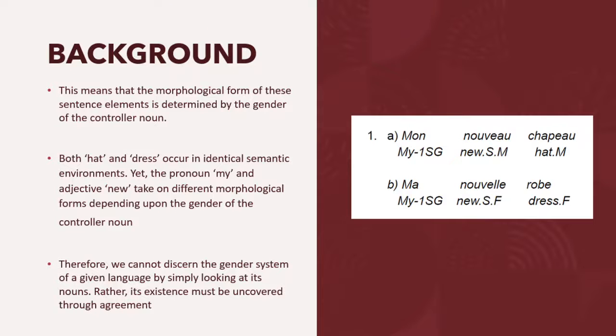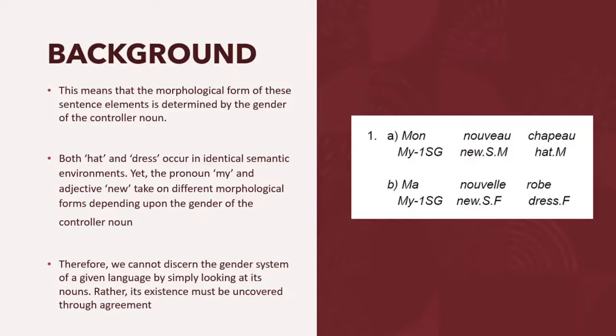This means that the morphological form of these sentence elements is determined by the gender of the controller noun. Consider these two sentences from French below. The nouns hat in 1a and dress in 1b occur in identical semantic environments. Yet the pronoun my and adjective new take on different morphological forms depending upon the gender of the noun. Therefore, we cannot discern the gender system of a given language by simply looking at its nouns. Rather, its existence must be uncovered through agreement.